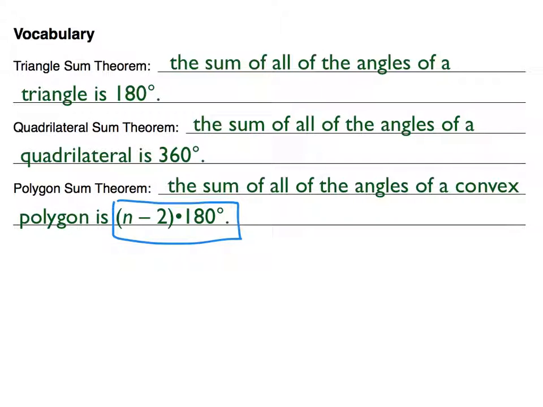This equation here is n minus 2 times 180 degrees. The n here is talking about the number of sides. And then we would subtract 2 from that, multiply it by 180. That's going to give us the sum for all of the angles in that shape.